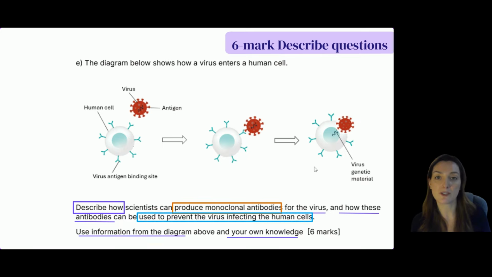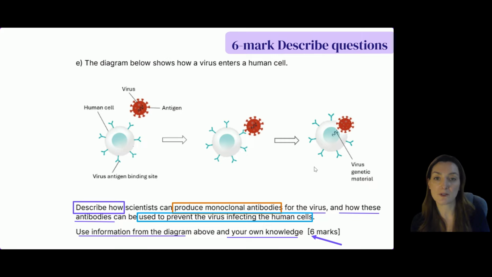The question tells us that we need to use the information from the diagram above, and we need to use our own knowledge, and this is important. It's quite common for AQA exam questions to state or specify something that you should do when you're answering a question. In order to get all of the marks available, you must always incorporate what they're telling you to do in your answer.